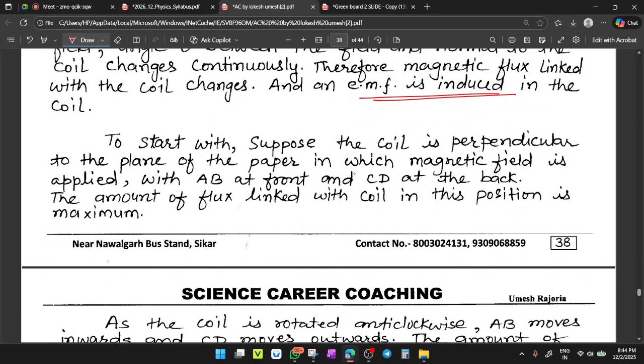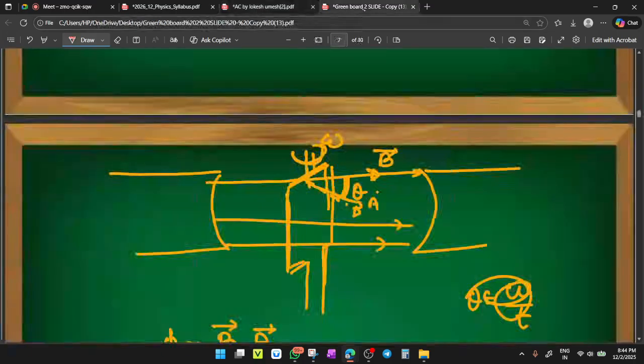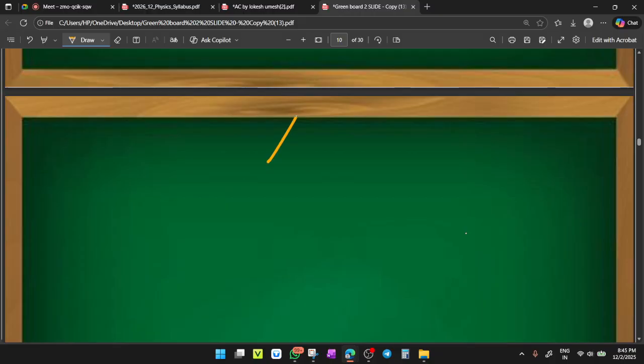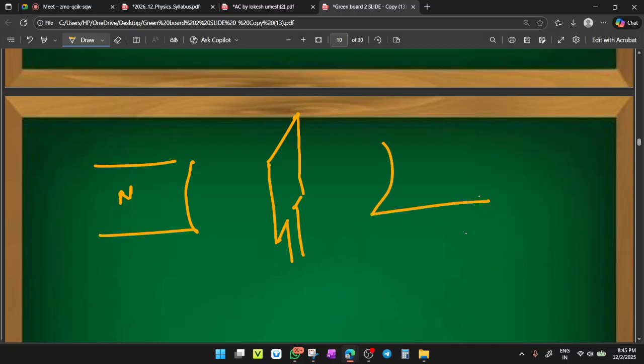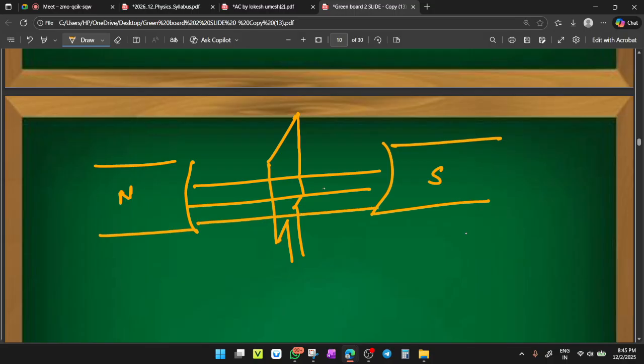To start with, suppose the coil is perpendicular to the plane of the paper in which the magnetic field is applied, with AB at the front and CD at the back. The amount of flux linked with the coil in this position will be maximum. Consider this position as given in the theory: your coil is exactly perpendicular to the applied magnetic field. The magnetic field lines go from north to south here. Clear? The lines of force are exactly perpendicular to the surface.